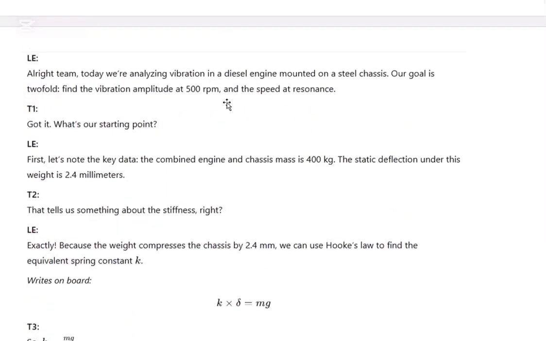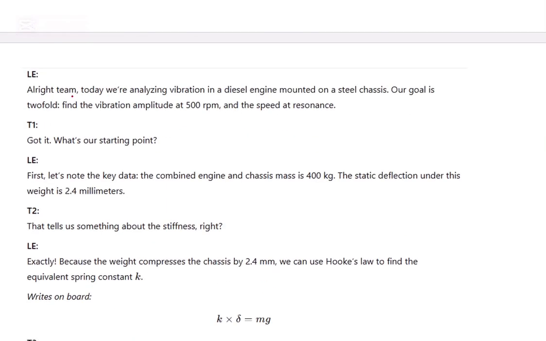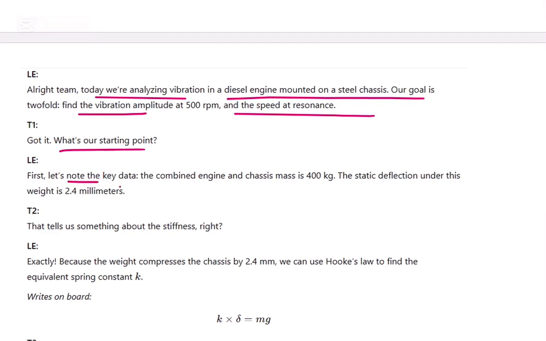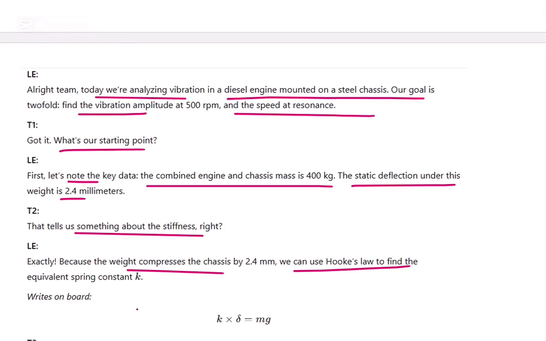Let's start discussing about the problem. Alright, today we are analyzing the vibration in a diesel engine mounted on a steel chassis. Our goal is twofold: find the vibration amplitude at 500 rpm and the speed at resonance. What's the starting point? Let's know the key data. The combined engine chassis mass is this much, static deflection is this much. So this tells us something about the stiffness. Because the weight compressed the chassis by 2.4 mm, we can use Hooke's law to find out the equivalent spring constant.